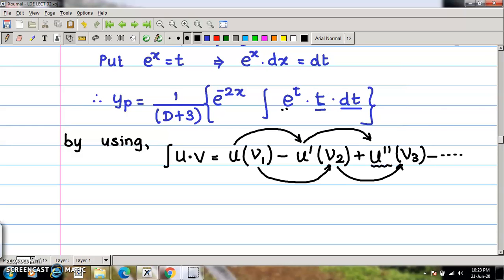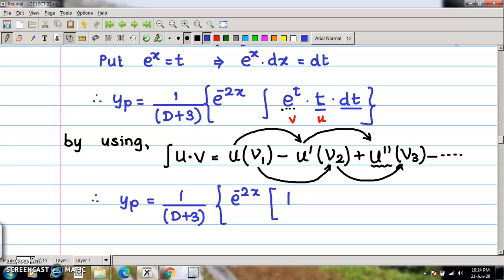So here, for applying the extended integration by parts formula, the derivative of t becomes 0 and this derivative is non-decreasing. So we call this t as u and e raised to t as v, and we apply the integration by parts formula. By applying that formula, yp is equal to the first term as it is, 1 upon D plus 3, into e raised to minus 2x, again as it is.